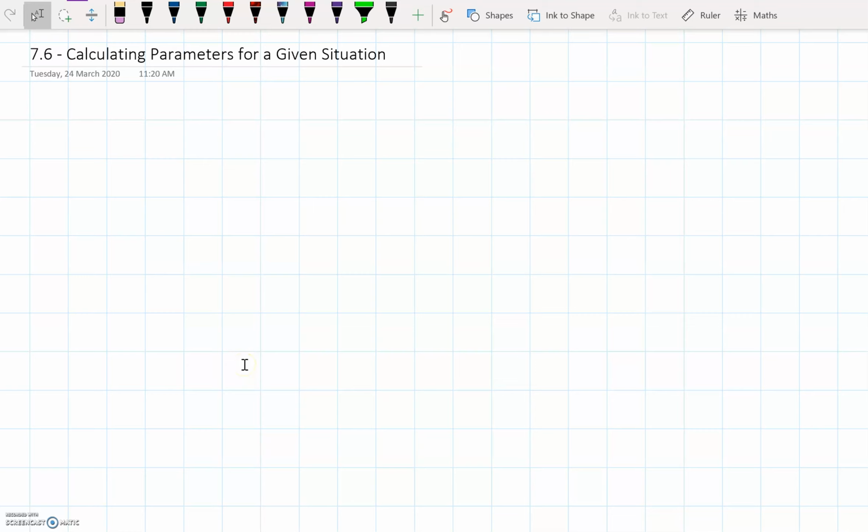Okay guys, what we're going to do now is calculating parameters for a given situation. Now, this we already touched on back when we did chapter 5. We did this already in chapter 5, but now we're going to do it incorporating also those inequalities that we've used in this topic. So for example, let's start by just talking about it.